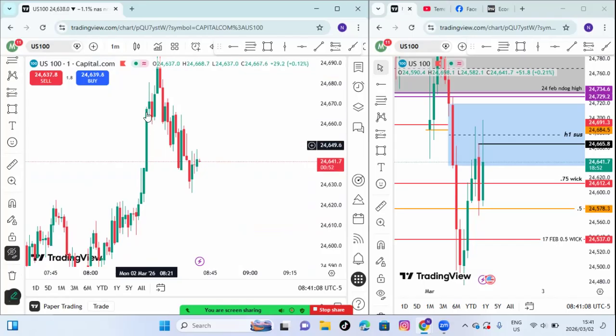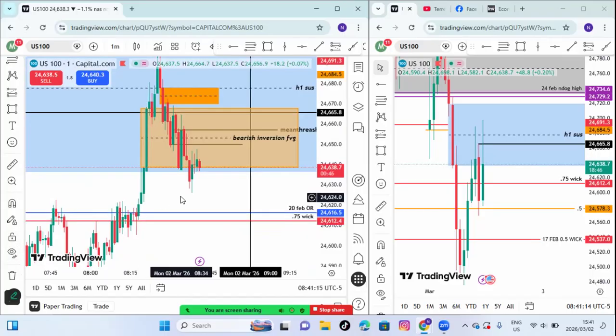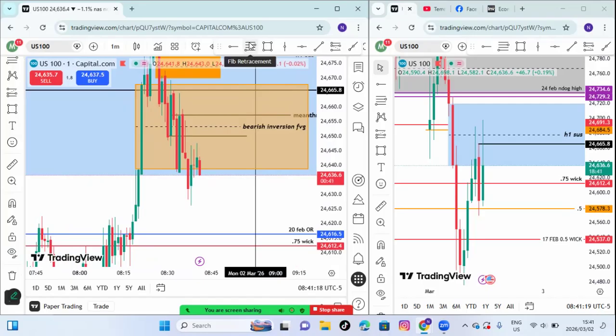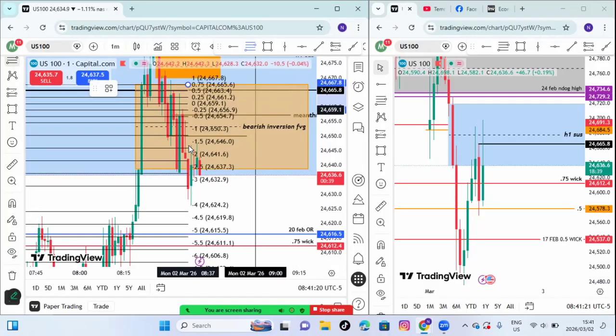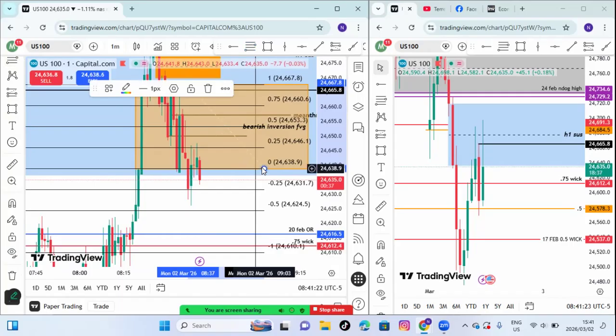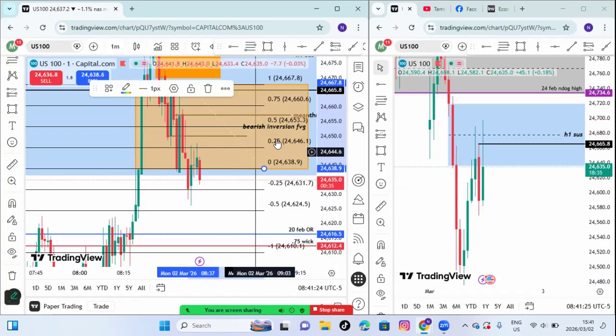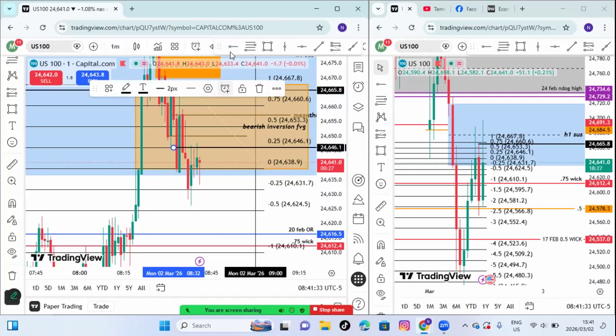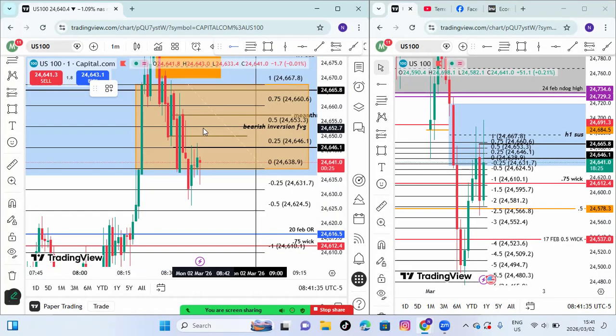Inversion, we'd like to see it being respected. So you're going to take your Fibonacci again, put it there, and go to the low. Can you see that this level here is being respected? This one, the lower quadrant of this black line there.